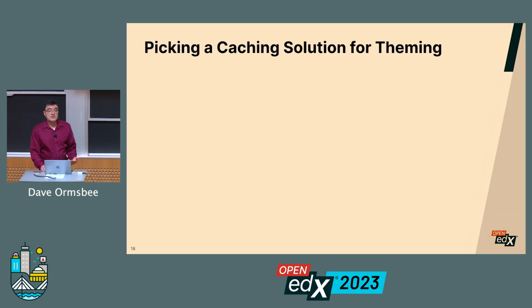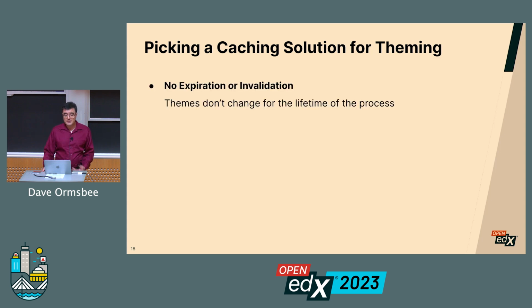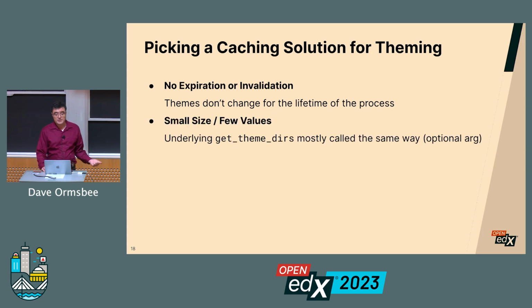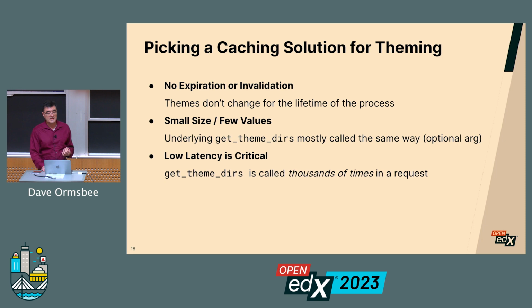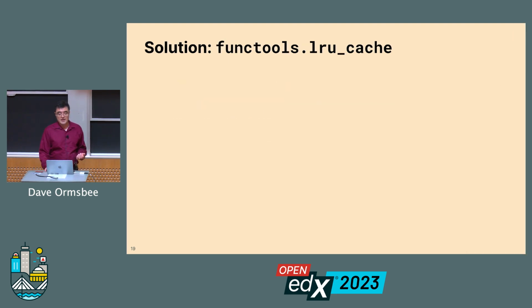And so when picking the caching solution for theming, the constraints we have are: there's no expiration or invalidation. Themes are good for the lifetime of the process. They don't change. There's small size. There are few values. Those functions are only called with one argument, that's usually the same argument. So a very small size. But the latency is critical. It has to be really fast. We can't go out to another server to get those cache values.